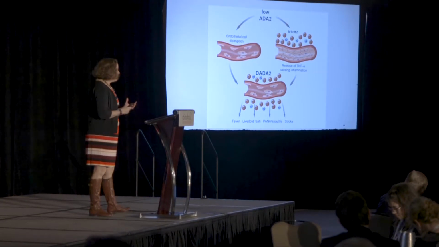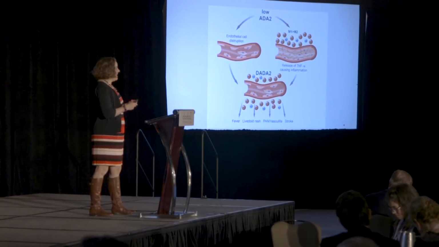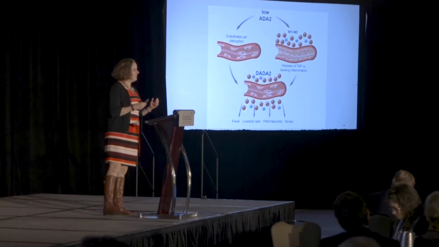Because I'm the first, and we're going to hear a lot of this today, I'm going to give you one of the proposed mechanisms of how this disease works. You're going to hear other proposed mechanisms throughout the day, which will be very interesting. But in a rudimentary sense, when you have low ADA2, as we believe that it is a growth factor for endothelial cells, instead of getting nice, healthy endothelial cells, you get a disruption within the vessels.